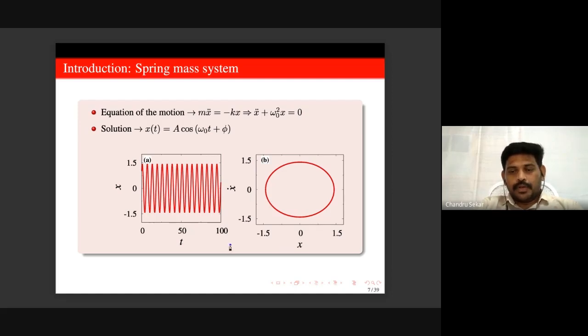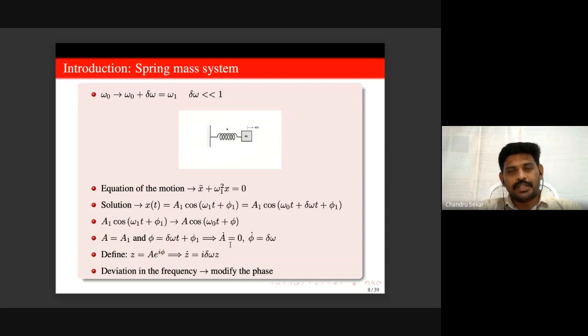Next, I slightly perturb a parameter in the system. I slightly vary the spring constant of the system, which automatically changes the frequency of the system. So the frequency is modified from omega naught to omega naught plus delta omega. Here delta omega is very, very small, so I introduce a very slight perturbation. I call this modified frequency omega 1.